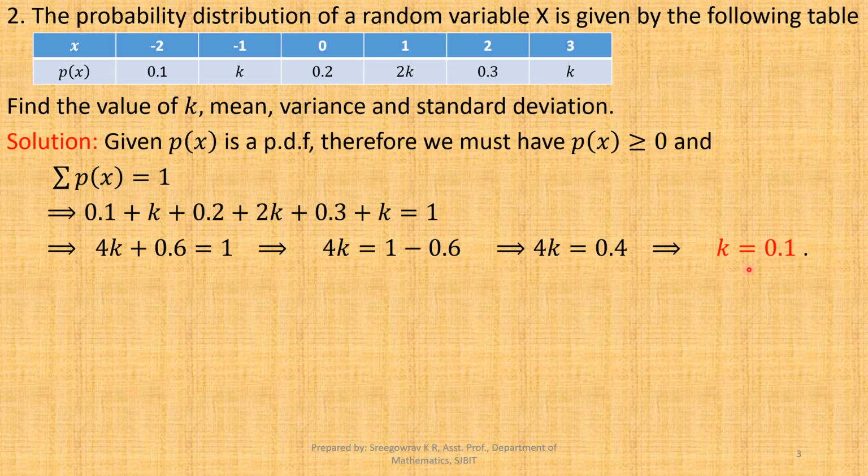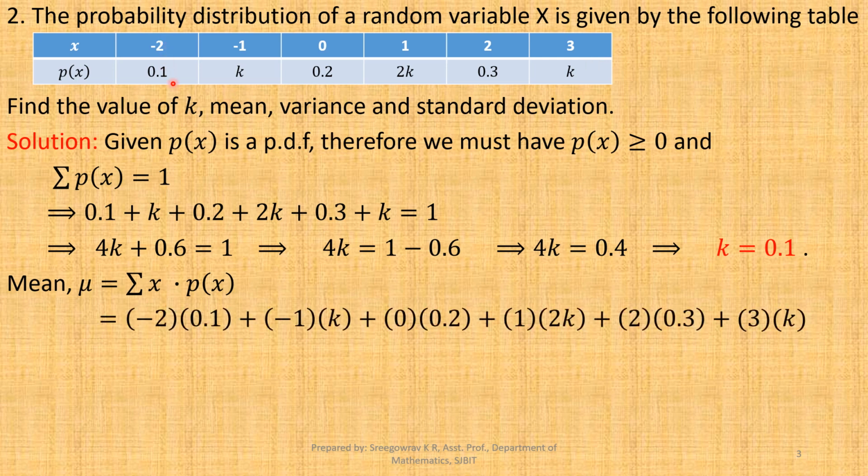Next, moving to the second sub question, they are asking us to find the value of the mean. Write the formula first: summation of x into p of x. These are the x values, and the p of x values are also given. So substitute all the values, that is minus 2 into 0.1 plus minus 1 into k plus 0 into 0.2 plus 1 into 2k plus 2 into 0.3 plus 3 into k. Simplify this expression, we will arrive at 0.4 plus 4k. Substitute the value of k, we will get the final answer as mu is equal to 0.8.